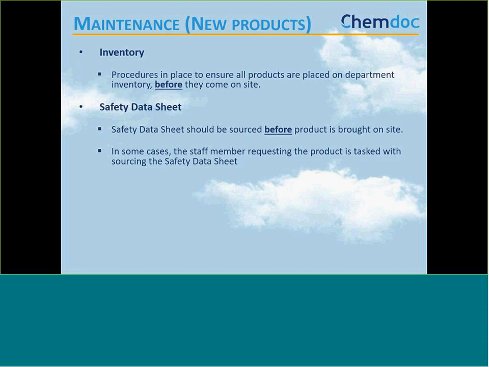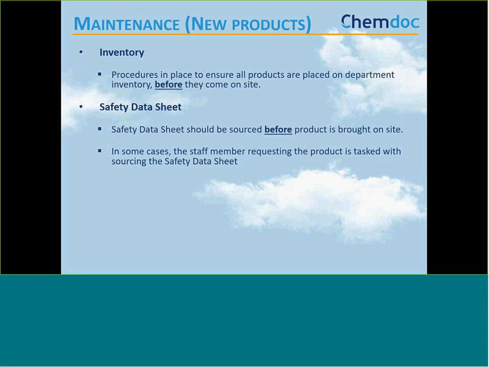Source the safety data sheet, again, before the product is brought on site. In a lot of companies that I go into, they create procedures so that the staff member who is actually requesting the new product is tasked with sourcing the safety data sheet. So they're told, if you bring in this new cleaner, in order to get it approved, you need to go and get the safety data sheet for it first.